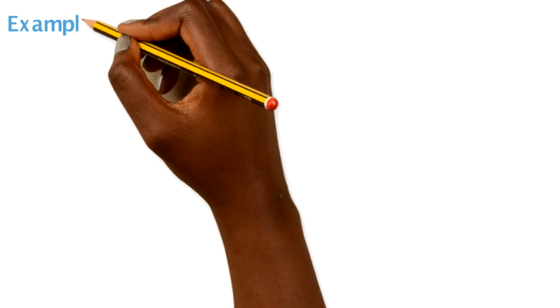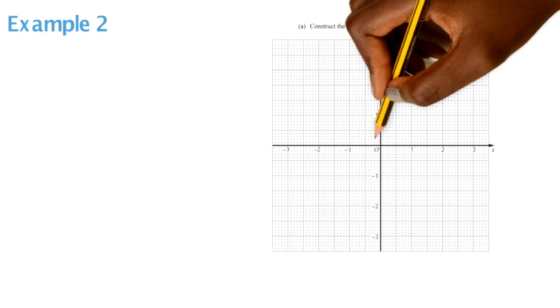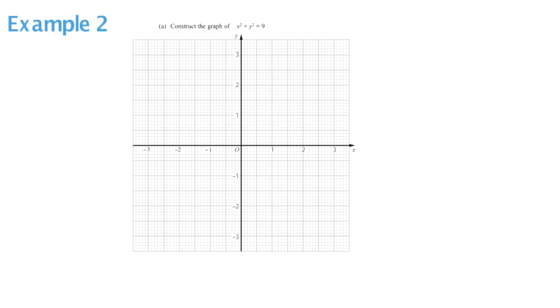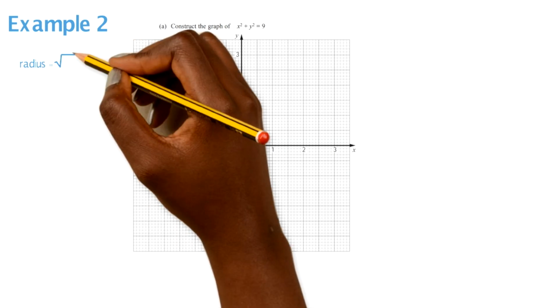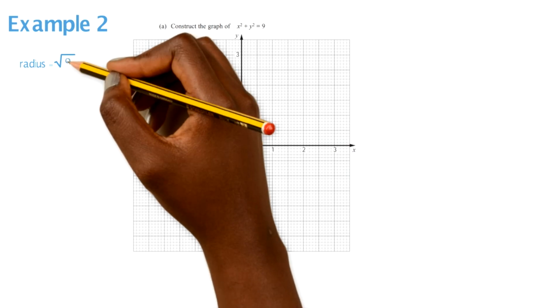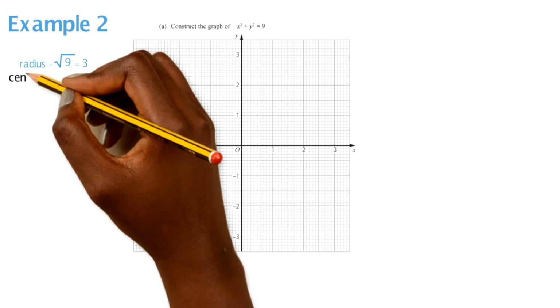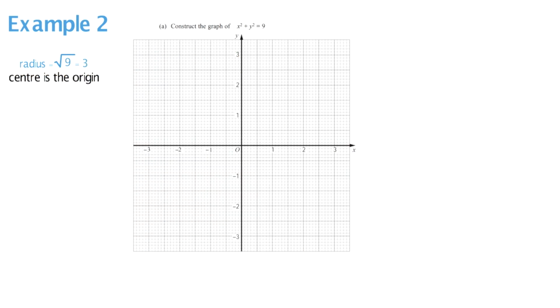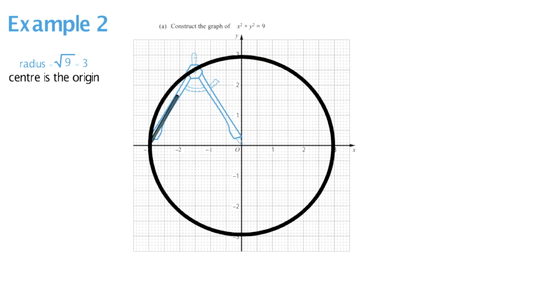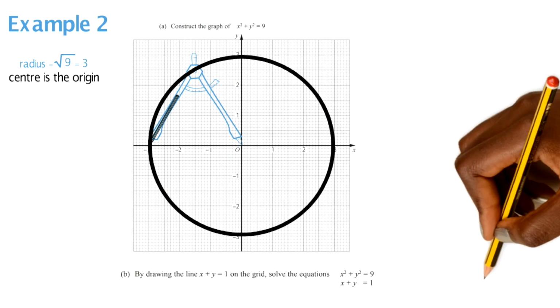So example 2. In this example, it actually wants us to sketch the circle. To make your circle nice and neat, you can use a compass. The first thing is we need to work out our radius. Our radius is going to be the square root of 9, which is 3. In this, we've got x squared plus y squared, with no numbers next to them. That tells us that the center is the origin. We're going to use our compass with your pencil, and that would allow you to draw this lovely, neat circle. Okay, and that's that answer done.